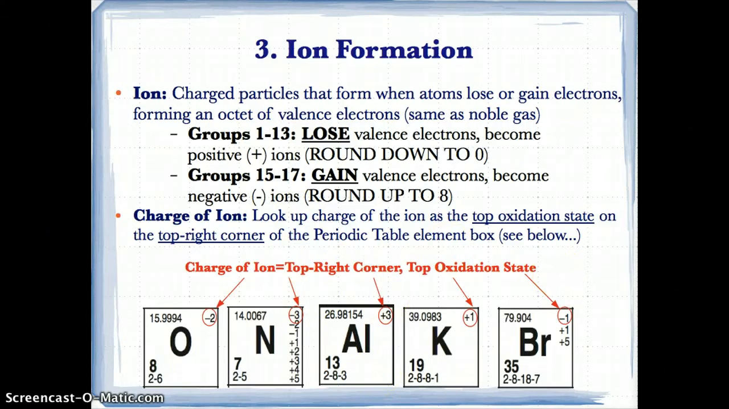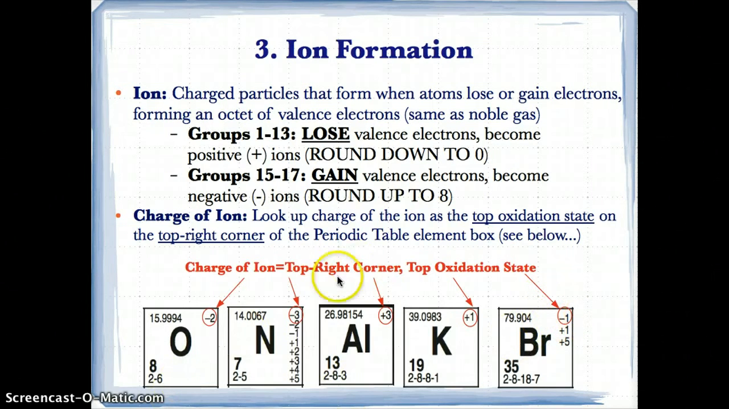All right, so let's see this with an example. For example, O's ion charge is negative 2 because it's the top oxidation state. N's ion charge is negative 3 because it's the top oxidation state. So you can ignore all these other numbers on the bottom. Al's ion charge is positive 3 because it's the top oxidation state. K's ion charge is positive 1. And Br's ion charge is negative 1. Again, you can ignore the plus 1 and the plus 5 because negative 1 is the top oxidation state.